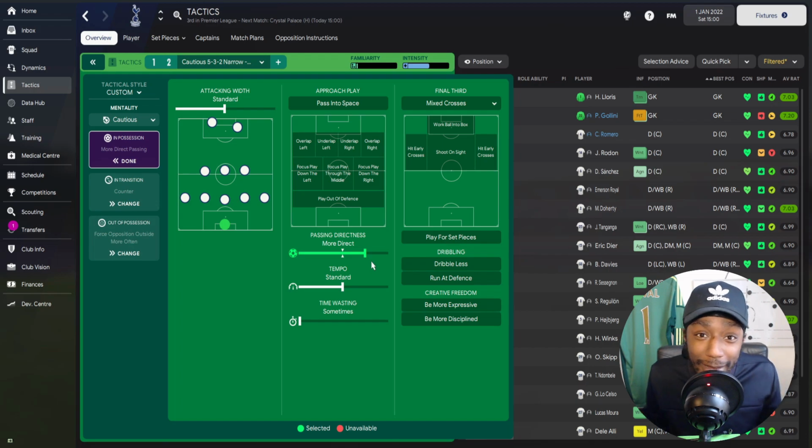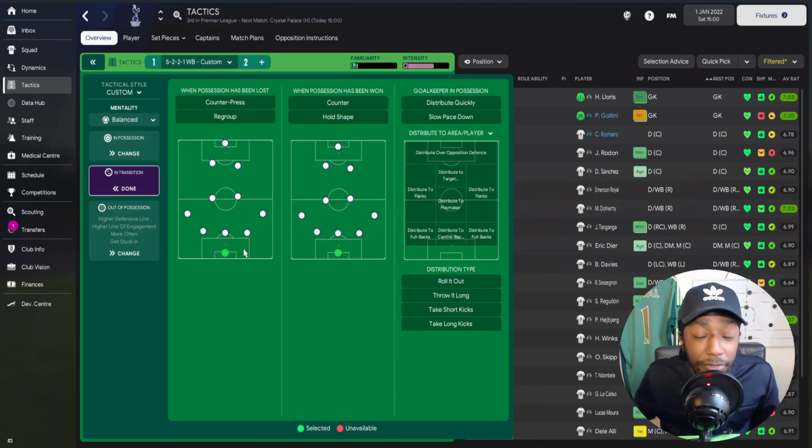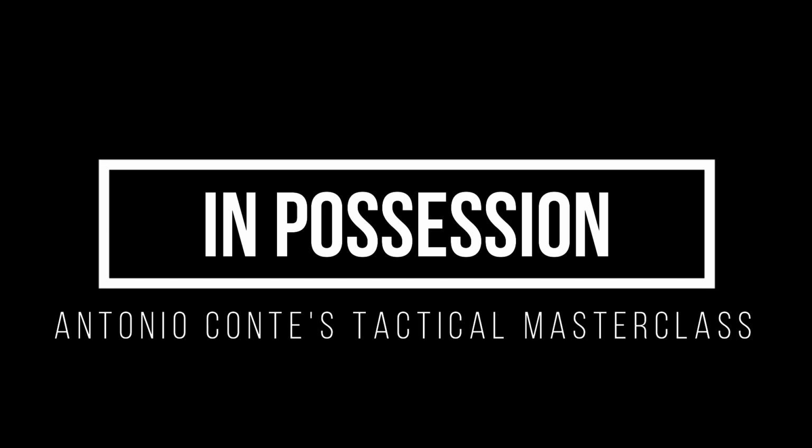So like the passing directness, we could be using a more direct passing instruction, and we could also be passing the ball into space. Also, the transition in a 3-4-2-1, we can be using that counter-attacking movement again. Once we win the ball, especially in those wider areas, we can then look to initiate some counter-attacks.